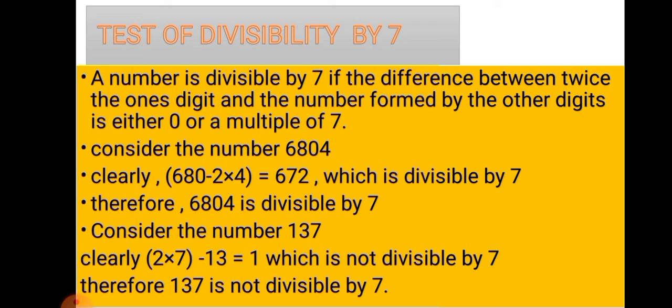Consider the number 137. Here at the ones place we have 7. Twice the ones digit means 2 into 7, that is 14. 14 minus 13 is 1, which is not divisible by 7. Therefore 137 is not divisible by 7.